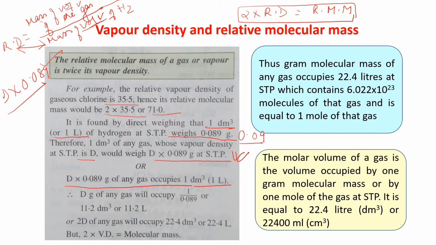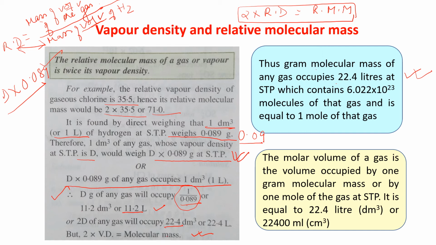Okay, so from here, D gram of any gas will occupy 1 by 0.089. If you calculate this, you will get 11.2 liters. Or 2D of any gas will occupy, just multiply 11.2 into 2, that is 22.4 liters. But 2 into relative density is equal to molecular mass. Okay, now from there we can get this. Thus, gram molecular mass of any gas occupies, from here, molecular mass.